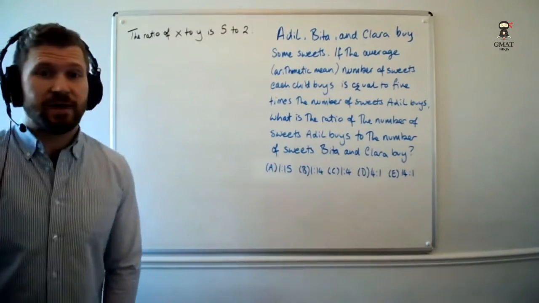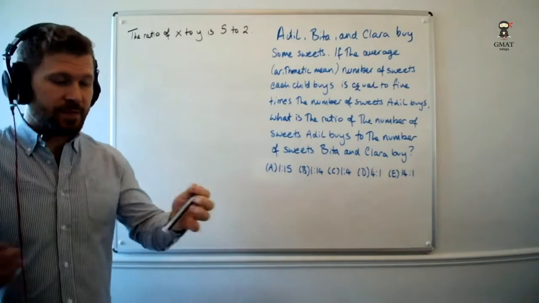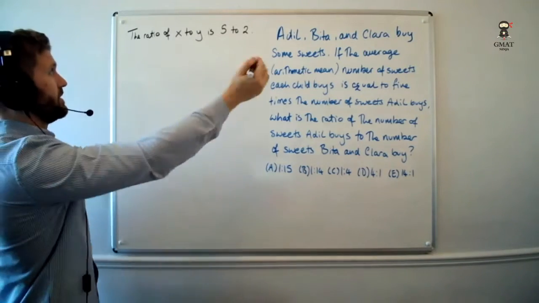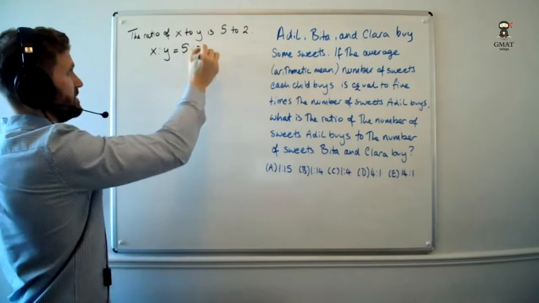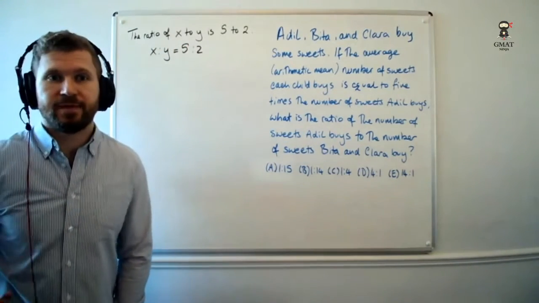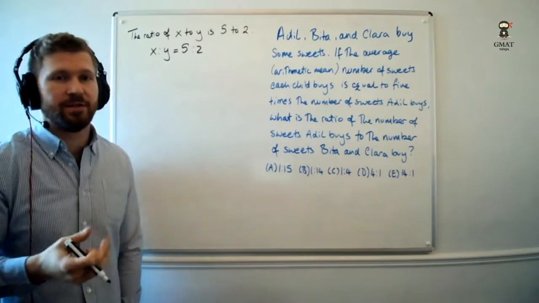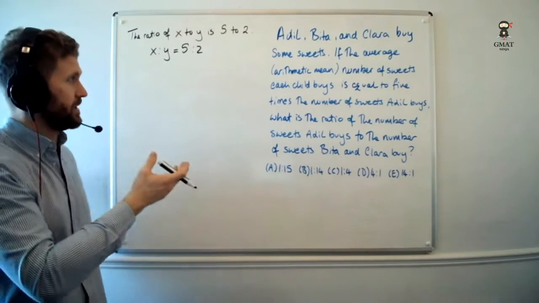So the ratio of x to y is 5 to 2. Now, typically when we give that to our students, they will immediately say something like, well, that means x to y is 5 to 2. And that's absolutely correct. There's absolutely nothing wrong with that. That is precisely what that says.